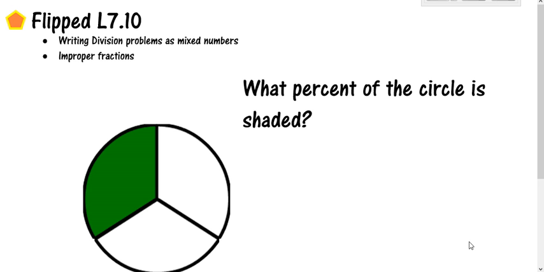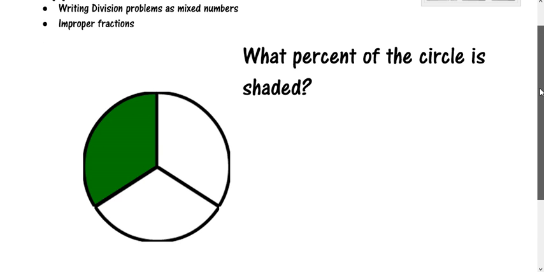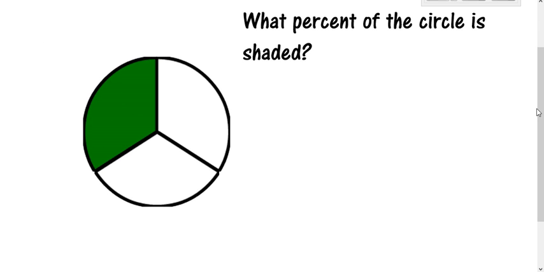Here we go. This is flip lesson 7.10 or 10. And today we're looking at writing division problems as mixed numbers and, of course, improper fractions. So we can go ahead and jump into this right away. It says, what percent of the circle is shaded?